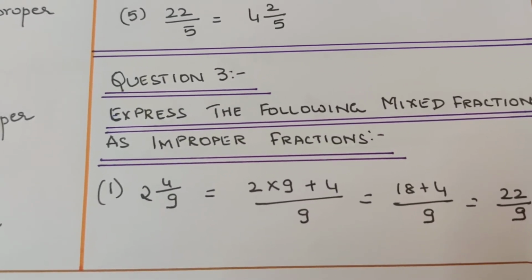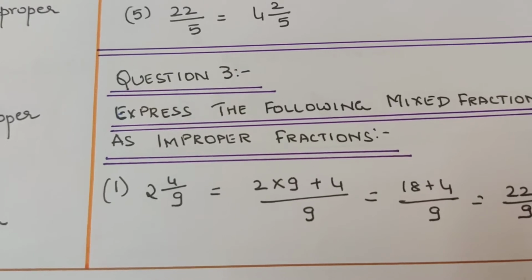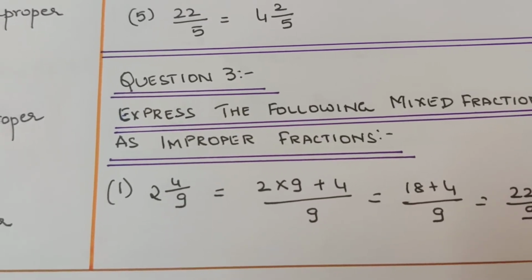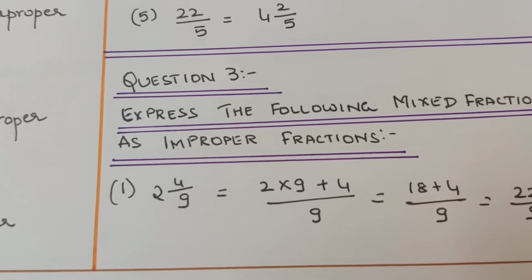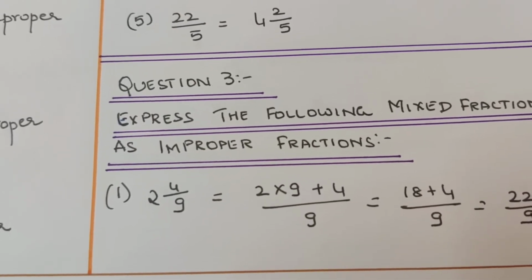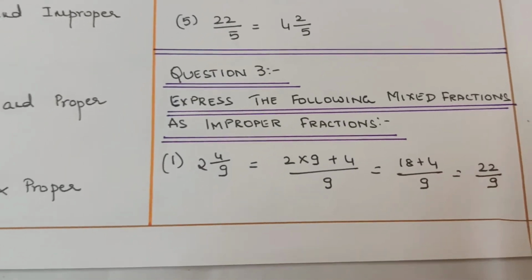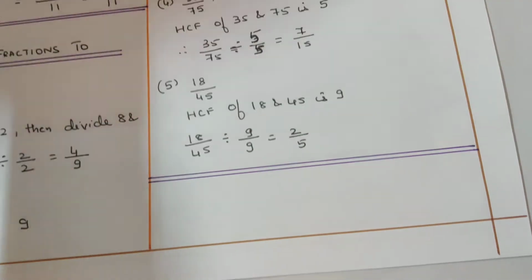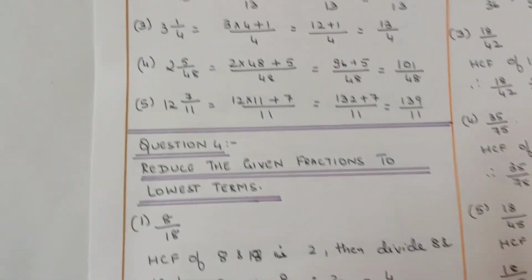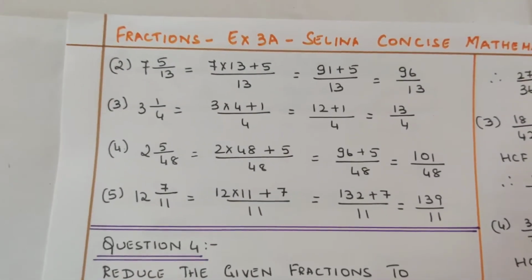I repeat, 2 into 9 plus 4, which is the remainder, divided by 9, that is equal to 2 into 9 is 18 plus 4 by 9, that is equal to 22 by 9. Isn't it simple? Yes, it is simple. Let's move on to the next one, that is 7 5 by 13.